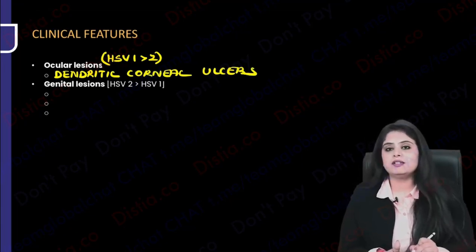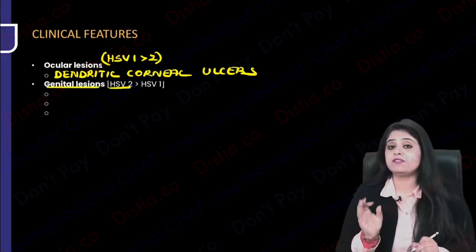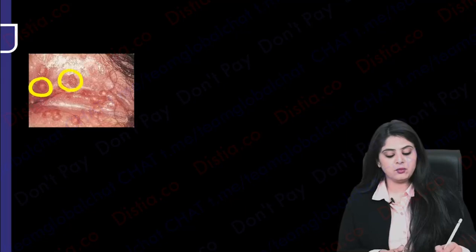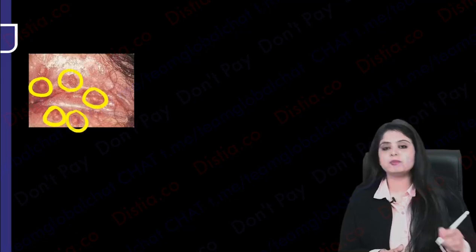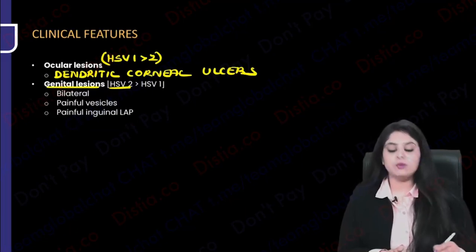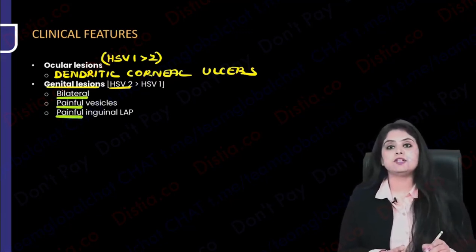Finally, coming to genital lesions. Come on, this is understood. Finally, I come down to genital lesions, and I know HSV2 is going to be more common. So, whenever a genital lesion, I'll show you a picture. You can see a lot of genital ulcers formed over here. Whenever a genital picture comes, you ask me painless? Yeah, painful. So, what is the condition going to be? It is going to be bilateral painful vesicles with painful inguinal lymphadenopathy.